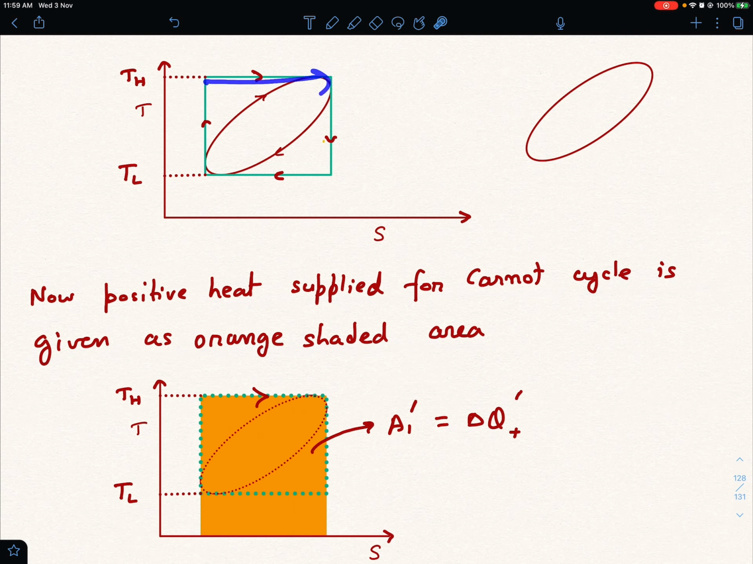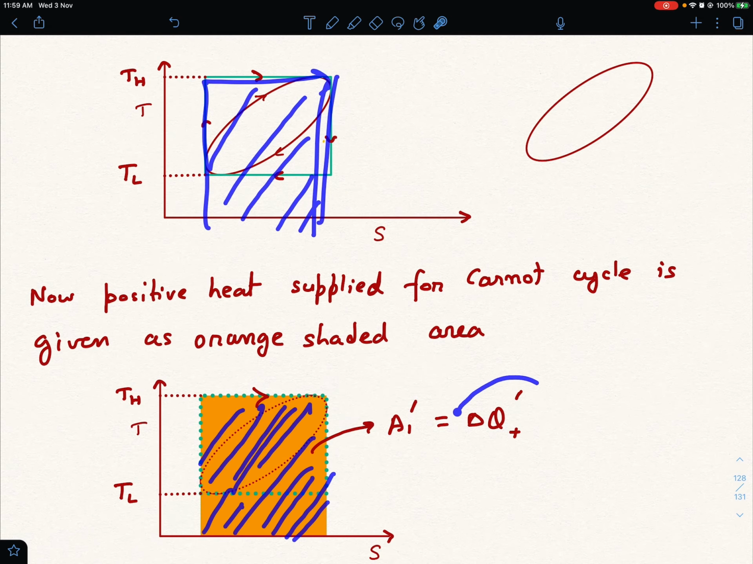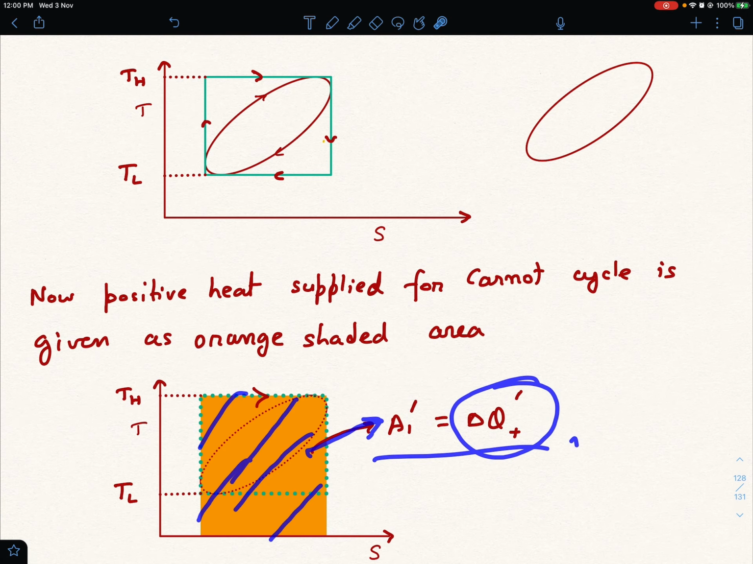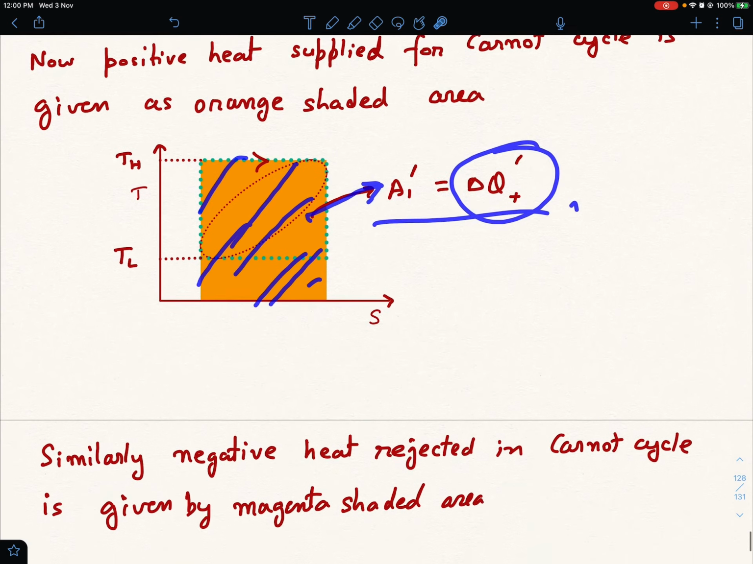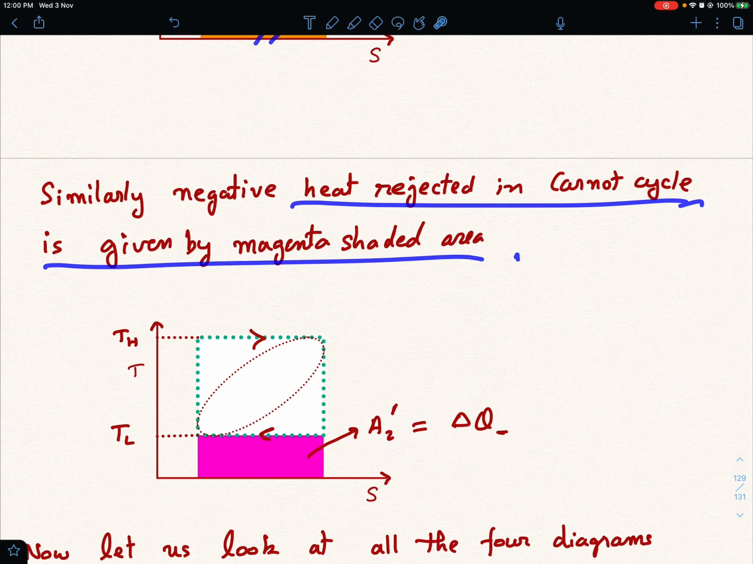So now the positive heat supplied from the Carnot cycle is given by this orange shaded area, right? Because when we are going from here to here, the entropy is increasing, so this is the positive heat supplied. So that's what I have shown. This orange shaded area is the delta Q positive. I am using the primed variables for the Carnot cycle. So this is A1 prime, which is delta Q plus prime, the positive heat supplied in the Carnot cycle, right?